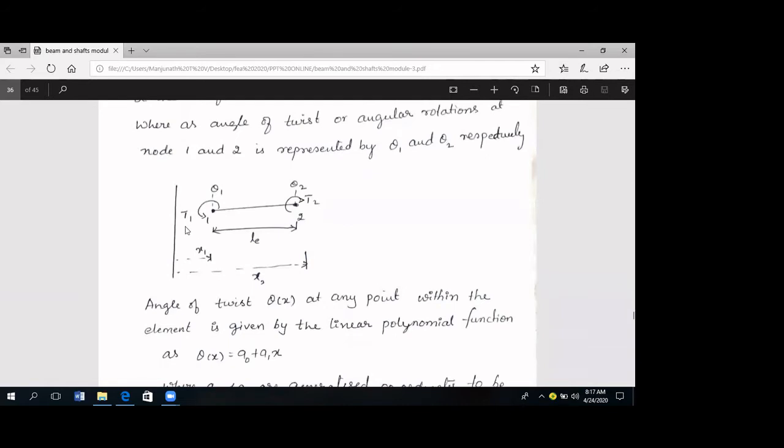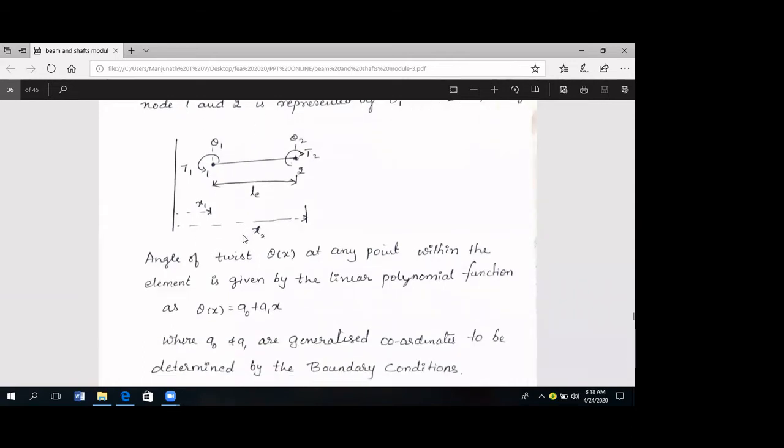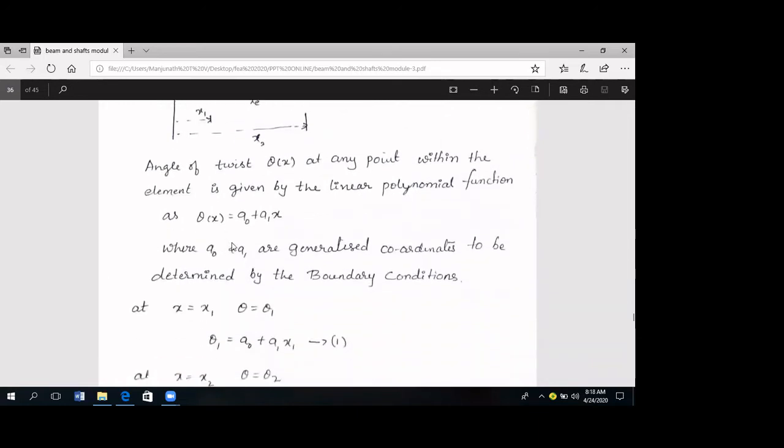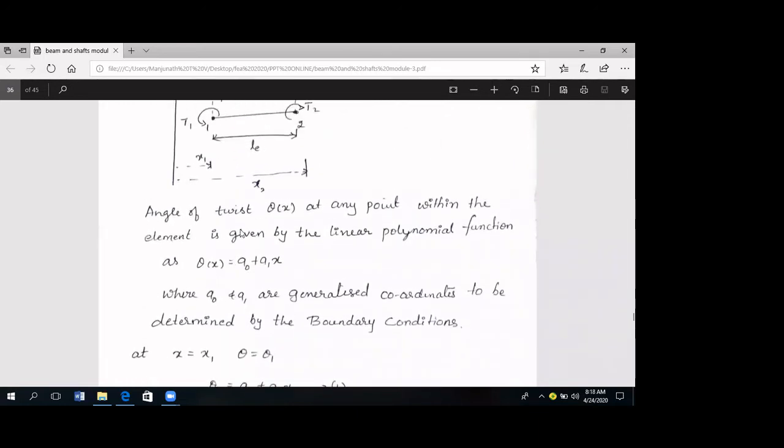Okay, taking from the origin, node 1 is at a distance of x1 and node 2 is at a distance of x2. This x2 minus x1 always gives the element length. Then the angle of twist at any point within the element is given by a linear polynomial equation, theta of x equals a0 plus a1 x. Now, a0 and a1 are the generalized coordinates, which are going to be determined from the boundary conditions.